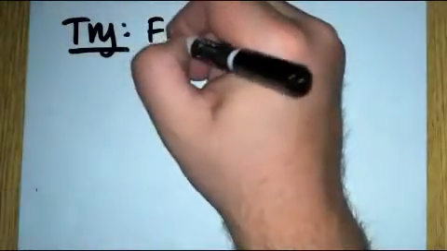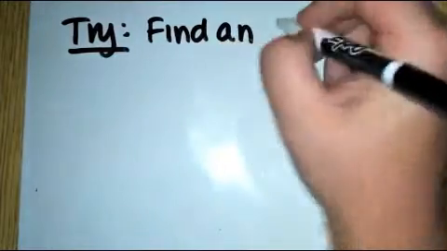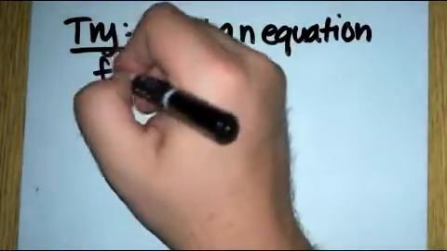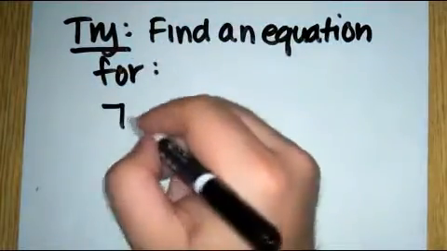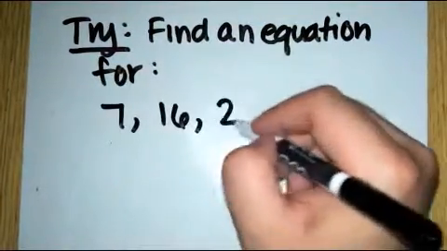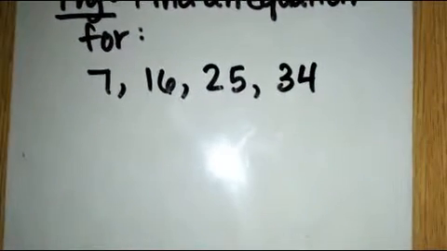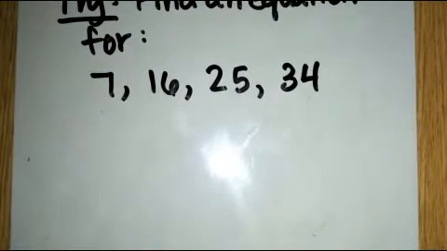Okay, and here is the try problem. Same thing, I want you to find an equation for 7, 16, 25, and 34. Okay, take a moment, pause the video, see if you understood what I've just done here. Remember, just as a little hint, all you need to have is the common difference and the first value, and you should be able to simplify the expression.